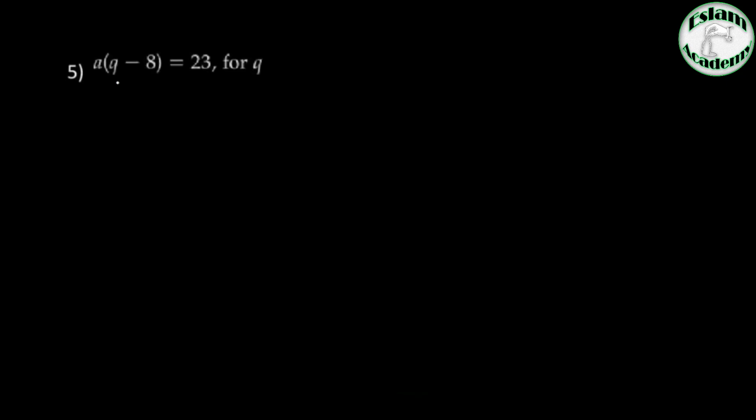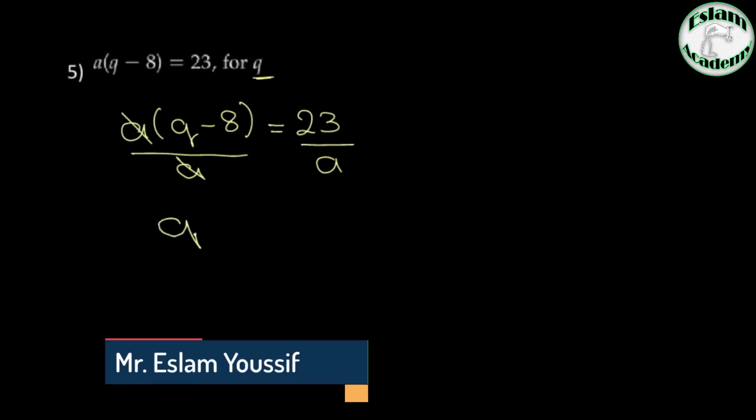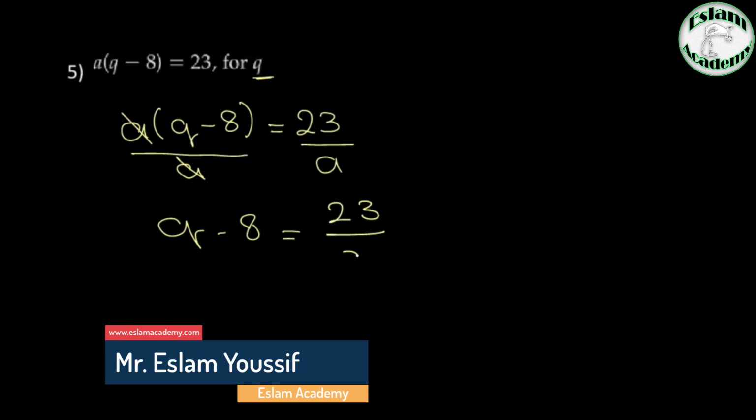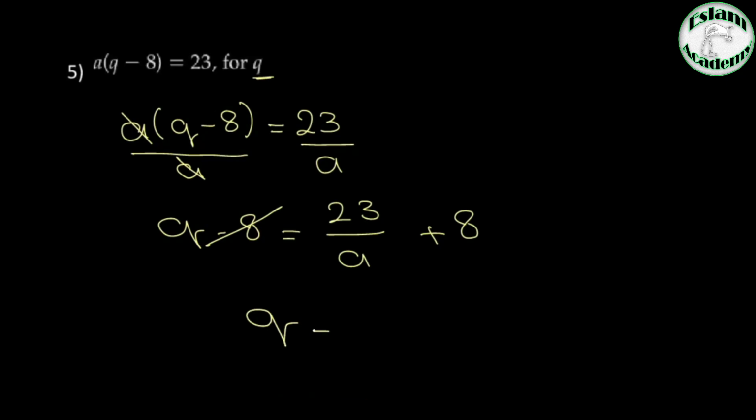Number 5. 8 times q minus 8 equals 23. We need to solve for q. So that is the equation that we have. 8 times q minus 8 is equal to 23. We will solve for the expression outside the brackets, so we will divide all of the equation by 8. So we cancel 8. Then q minus 8 is equal to 23 over 8. By adding 8, q is equal to 23 over 8 plus 8.